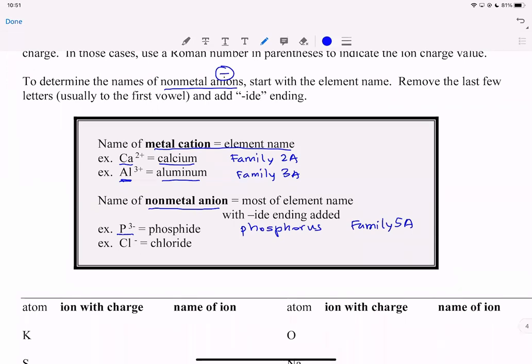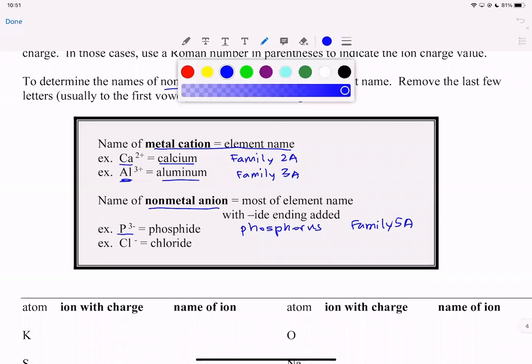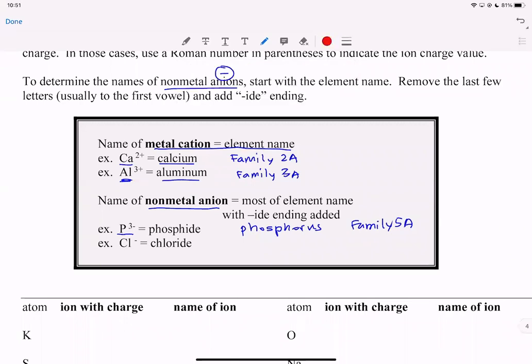To write the name of the ion, you start with the name of the element, which is phosphorus, and then you take off the last few letters, usually to the first or second vowel. And then you add the ide ending. So this is phosphide. So if you're sitting there wondering, well, how do I know how many letters do I take off?